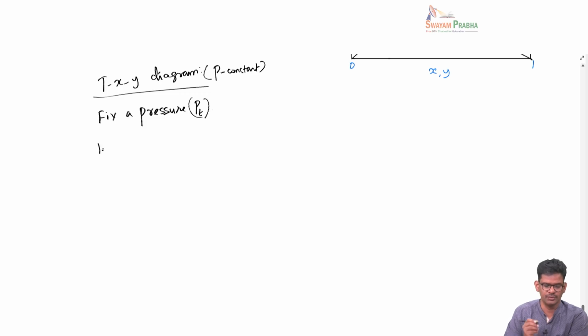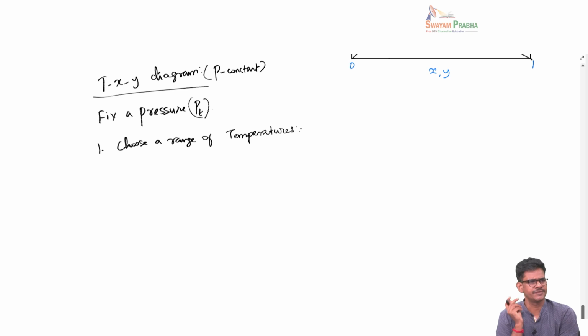Now the first step you do is choose a range of temperatures. So how do we choose a range of temperature? Do we have a bound? What's the range of temperature we should be choosing?